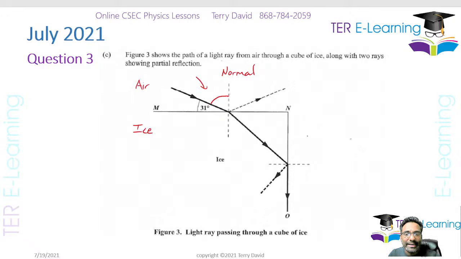That angle there is simply 90 minus 31. So the angle of incidence here is simply going to be 90 degrees minus 31 degrees, and that's going to give me 59 degrees. So that's my answer. 2 marks for that. That's a giveaway.